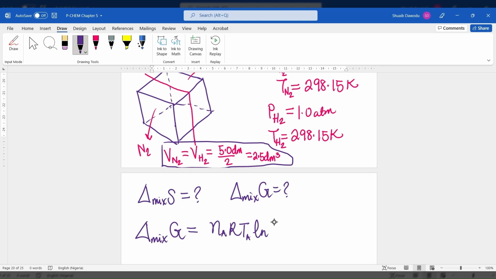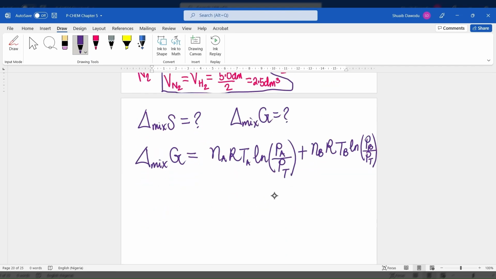Multiply by the pressure, that is the partial pressure of component A or gas A, divided by the total pressure of the mixture, plus the number of moles of component B or gas B multiplied by the gas constant times the temperature of component B or gas B, multiplied by ln the partial pressure of B divided by the total pressure after the mixing. So this is basically the formula that we're supposed to use.